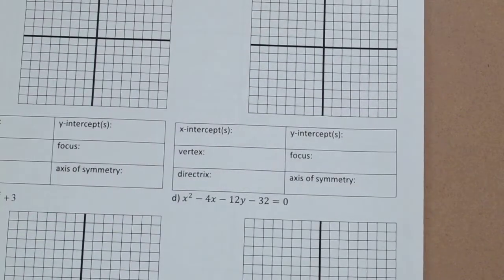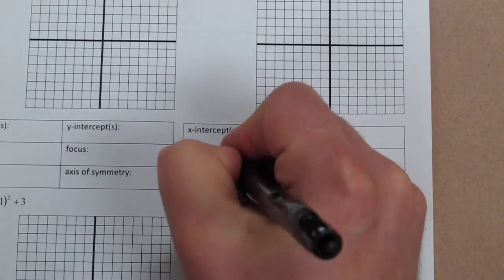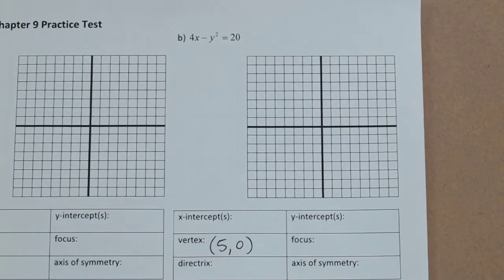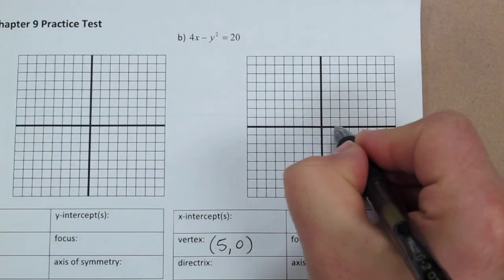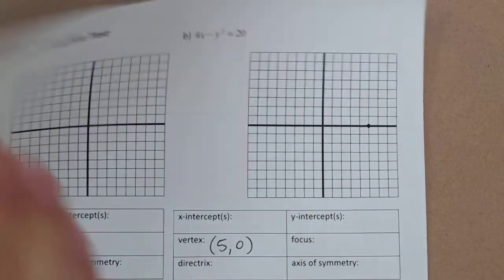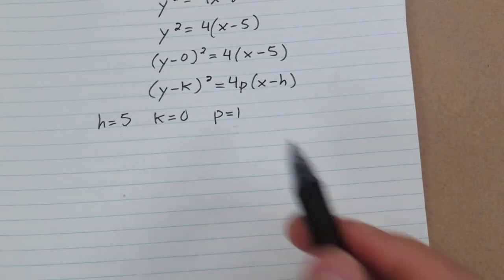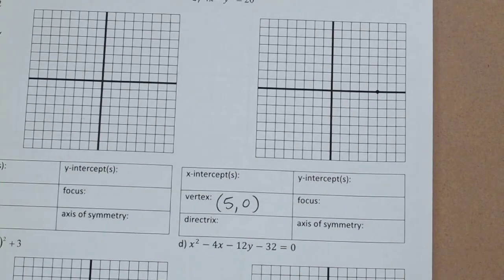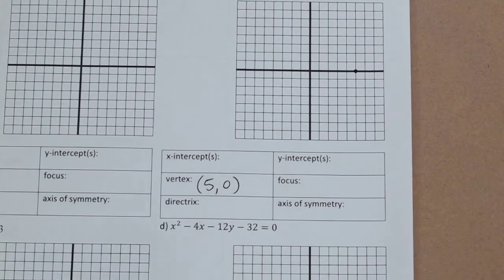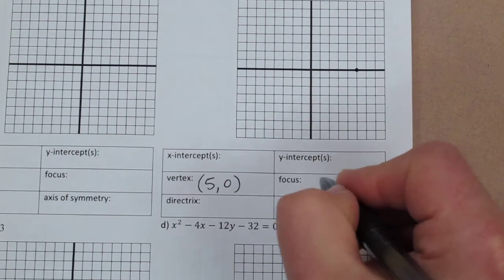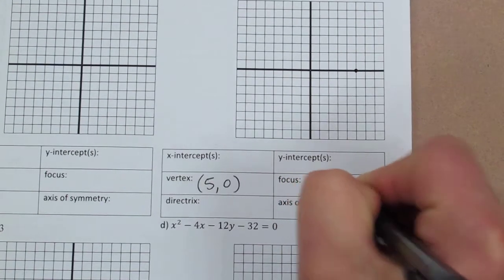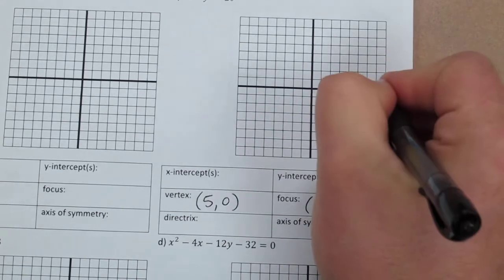So if I go over to here, my vertex is at 5, 0. So if I go on the graph, 5, 0, 1, 2, 3, 4, 5, 5, 0. Next, using the value of p here, p equals 1, and noticing that it opens to the right because p is a positive value, we know the focus is going to be located at 6, 0. That's 1 unit over.